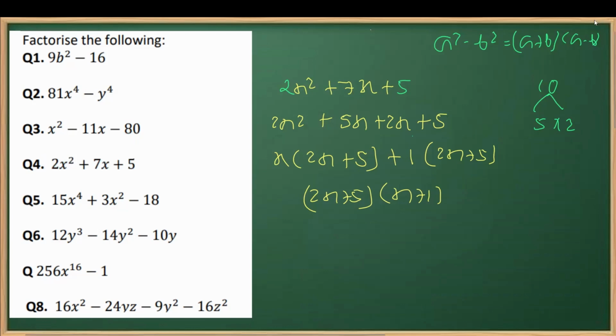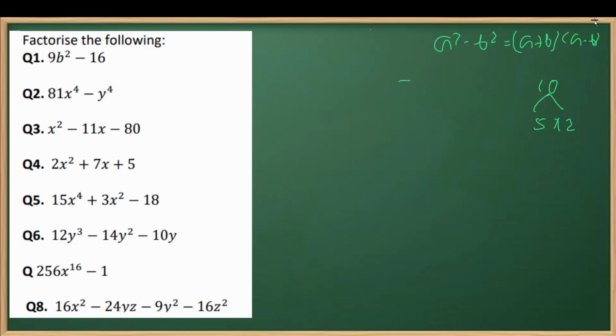Now moving to the next. So when I see the next one, you can see that it is a biquadratic. That means we have a power of 4. But it can also be solved in the same manner as we did, that is by middle term splitting. So 15x to the power 4 plus 3x square minus 18.